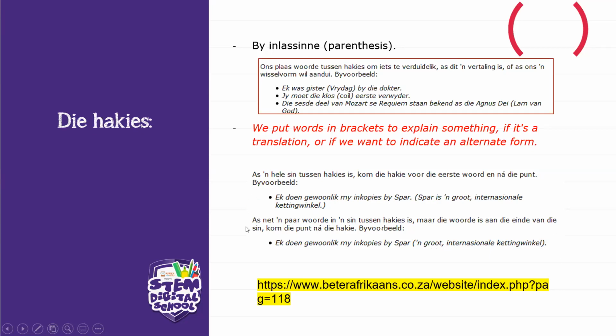Please pay attention to this. If it's a whole sentence in brackets, then it means the full stop will be before the bracket, the ending bracket. If it's only a few words, then it means the full stop will be behind the bracket.